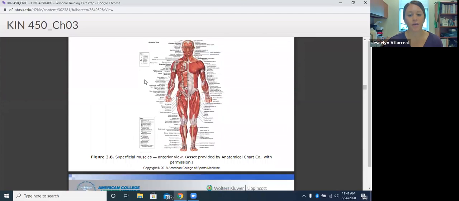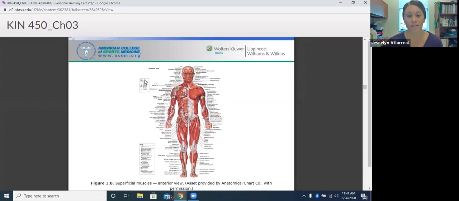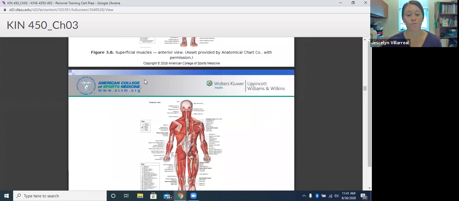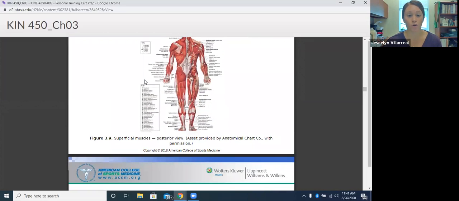Here are your muscle men. They're on page 56 and 57 as well. I suggest printing these out, getting to know the muscle groups, and practicing them with your friends and family so that you know which muscle groups you're working when you work with clients.